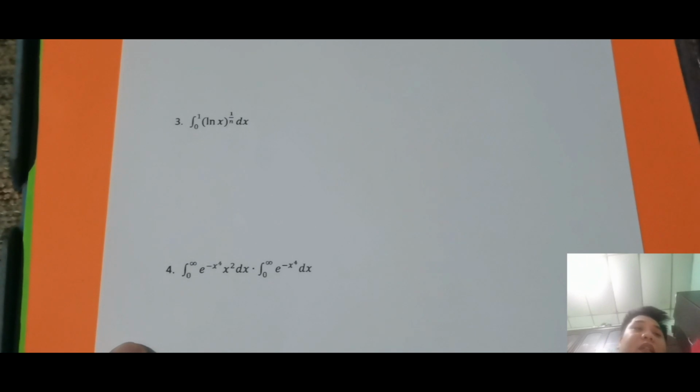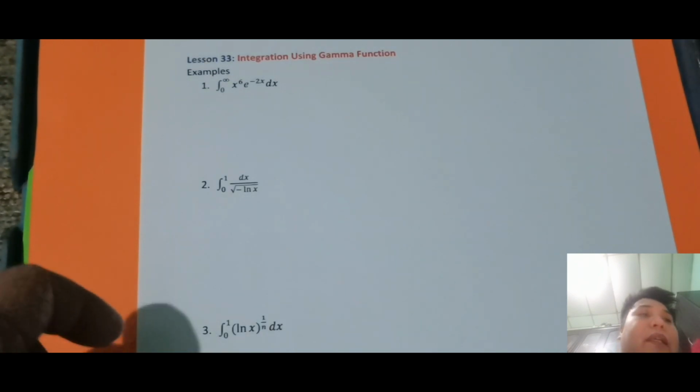What if ipag-multiply natin yung dalawang yan? Ano yung magiging result? So, in this case, magkakaroon tayo ng isa pang identity na kung saan makikita nyo. Dadagdag ko yung identity sa ating gamma function. Right, so now let's move on para makapag-solve. So, yung number 1 lang inaalala ko i-solve dito.